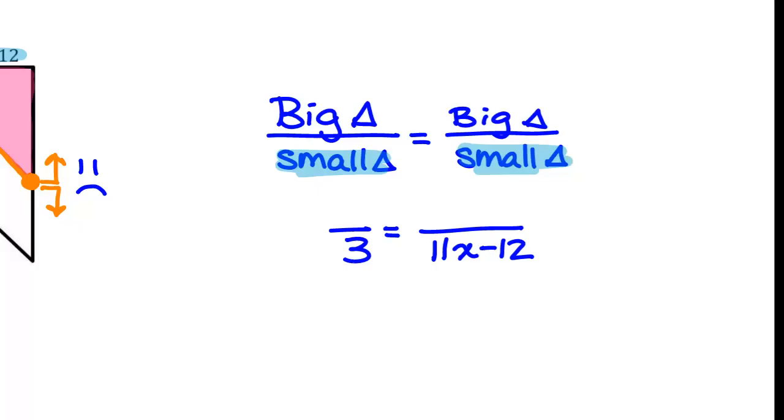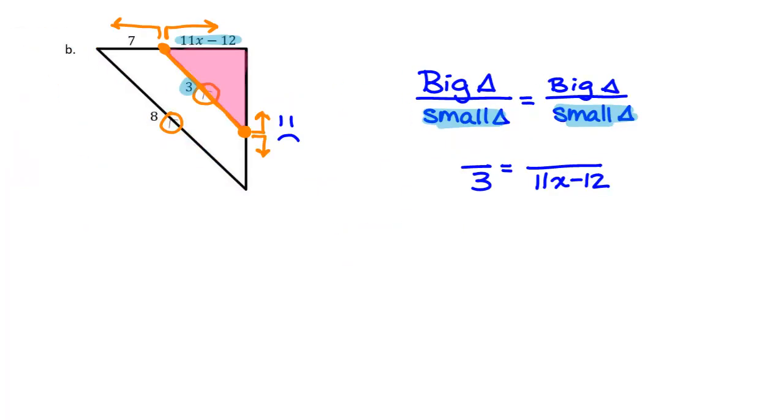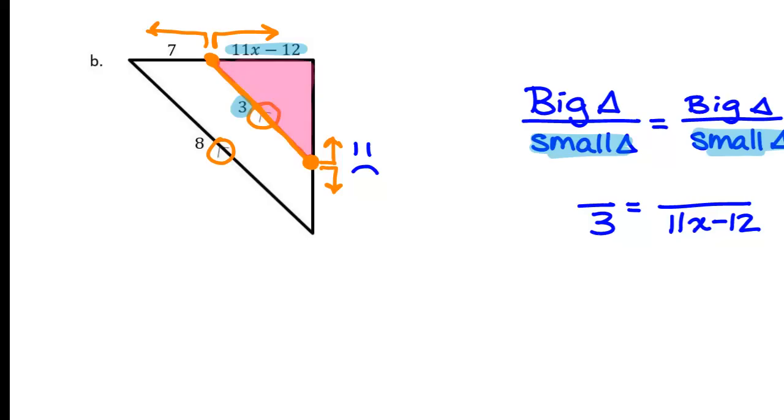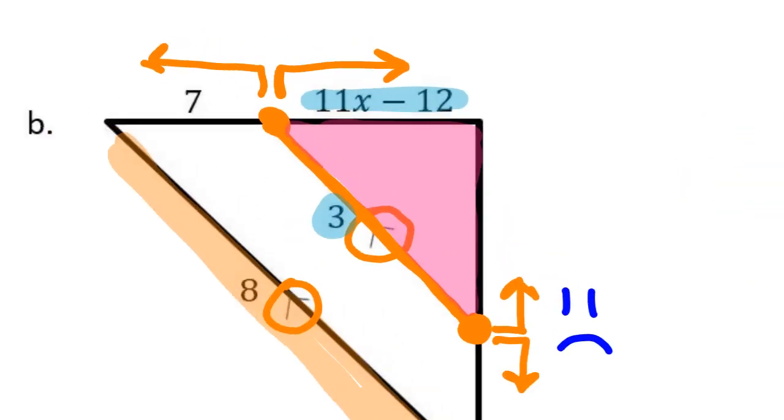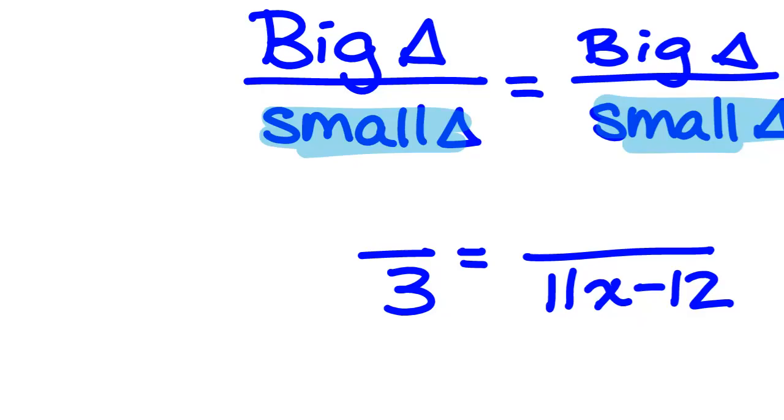So far, so good? All right, now we need big triangle stuff. What's a side that we know on the big triangle? We know 8. I know this side right here. Does that correspond to 3 on the little triangle, or does that correspond to 11x minus 12? Corresponds to the 3. So these have to make a fraction together. So 8 is going to go up on top of my fraction that has 3 as the denominator.